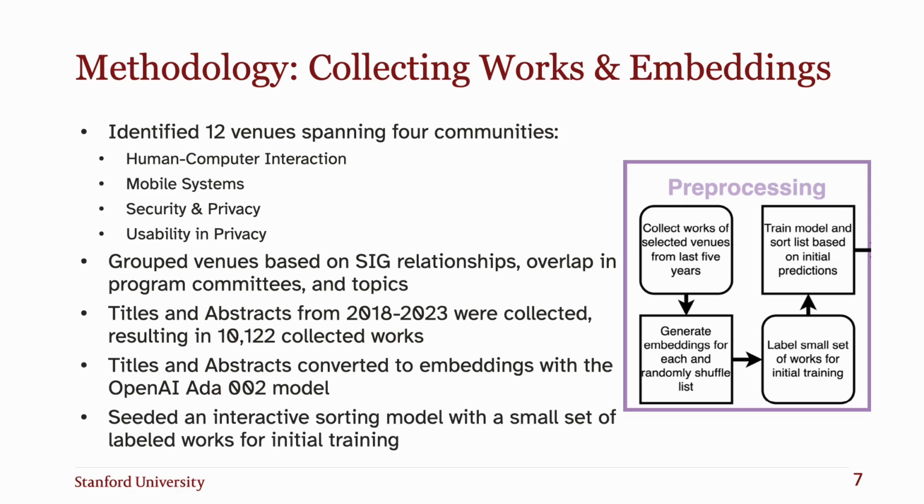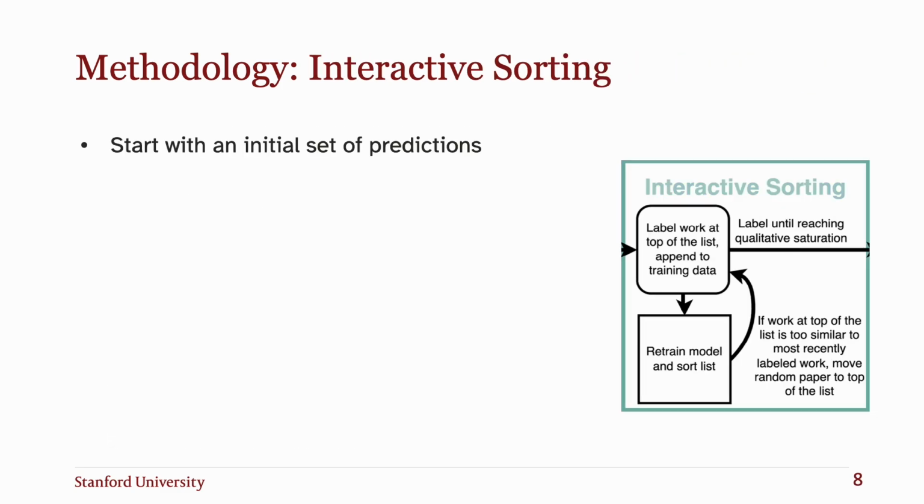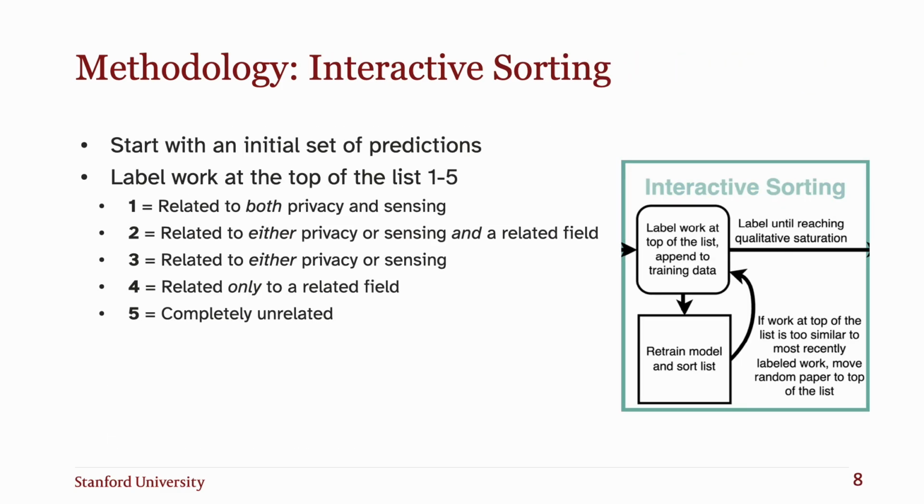We developed an interactive sorting model, but for the sake of time, I will refer to the paper for further details. This interactive sorting model was seeded with a small set of labeled works for initial training. Moving forward, we start with an initial set of predictions. We then label the works at the top of the list with a value from 1 to 5. 1 denotes a work that is related to both privacy and sensing. 2 is related to either privacy or sensing and a related field.